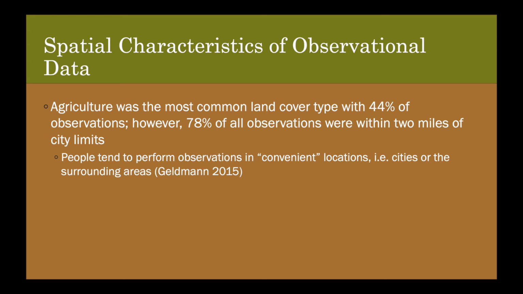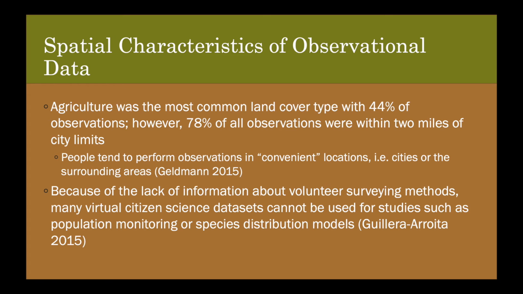All of this serves to draw attention to one of the flaws in this type of unstructured dataset: the lack of information regarding the survey methods employed by volunteers. Because many citizen science datasets do not require volunteers to record information regarding the areas where they recorded their observations, we have no way of knowing how many of the areas that do not have any observations have been surveyed by volunteers.